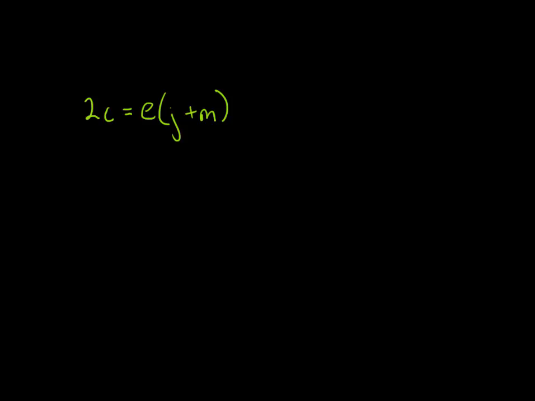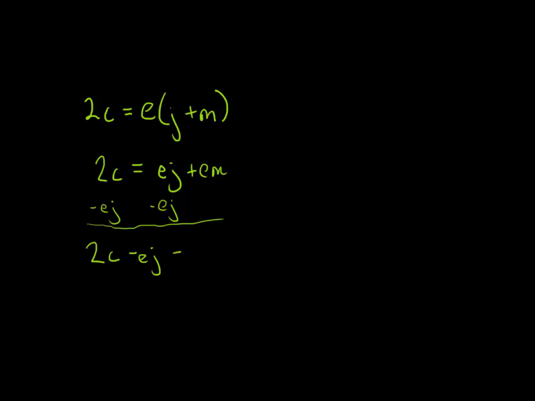For number 13, we're asked to solve for m, which means we've got to get m by itself on one side of the equation or the other. Begin with distribution. 2c equals ej plus em. We want the em all by itself, so let's subtract the ej from both sides. 2c minus ej equals em.